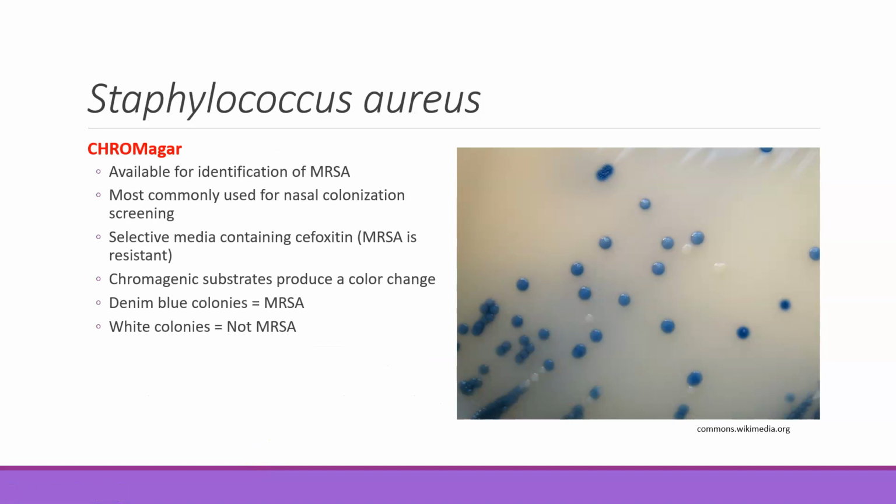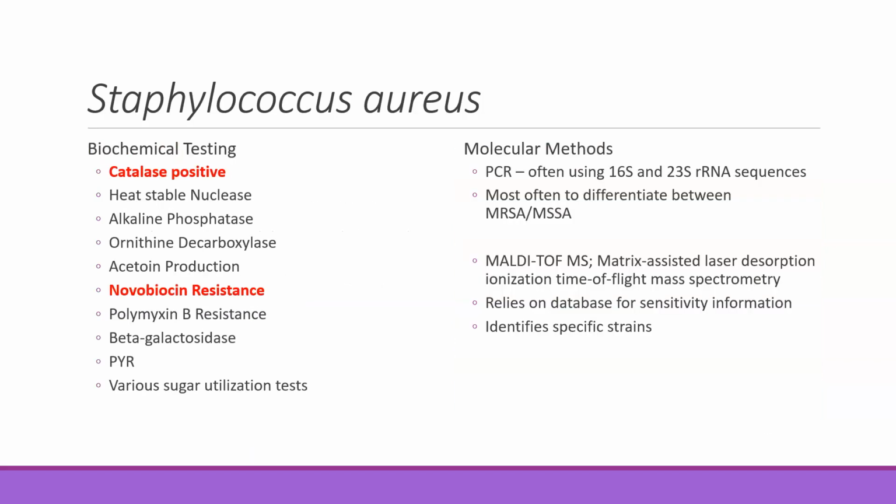Another neat one that we use is chrome agar. This is available for the identification of MRSA. If there is MRSA, we do see denim blue type colonies, as you can see here on the plate. It's very pretty. They're kind of shiny too. So the biochemical testing that we do on Staph aureus includes a catalase. It'll be catalase positive, and it'll be novobiocin resistant positive. Everything else on here would be negative.